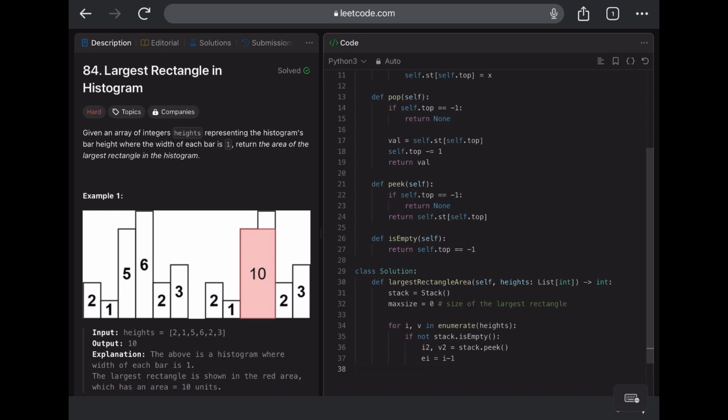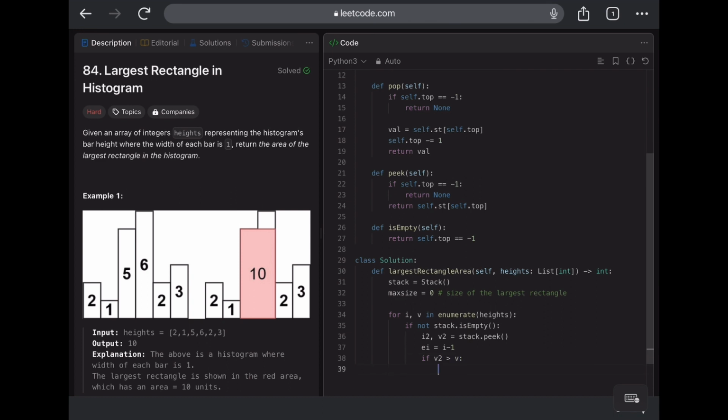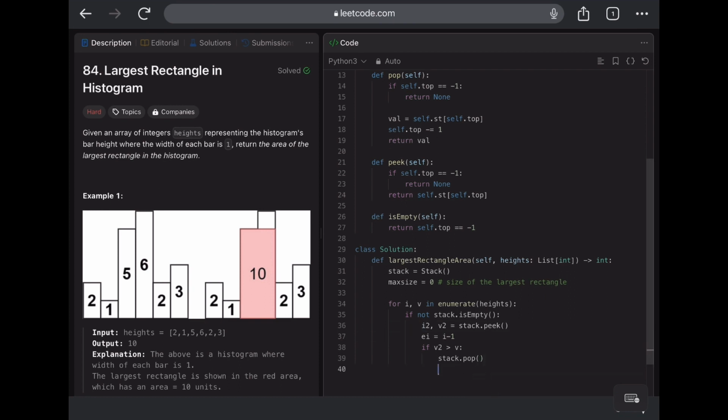Okay, now we're going to check if it can serve as the right boundary or not. What is that? If v2 is greater than v, this is the condition, then we can just remove the top element of the stack because we will calculate its area and we do not need it anymore. Now remember that we do not need to store these values because these are already stored in i2 and v2 through a peek call. Okay.